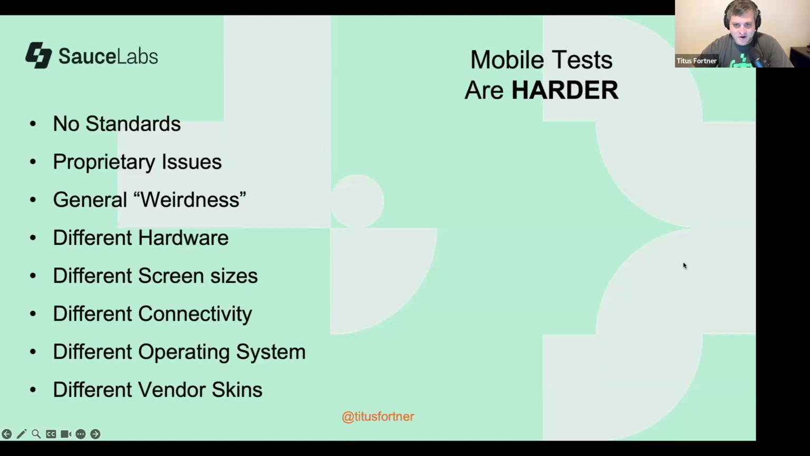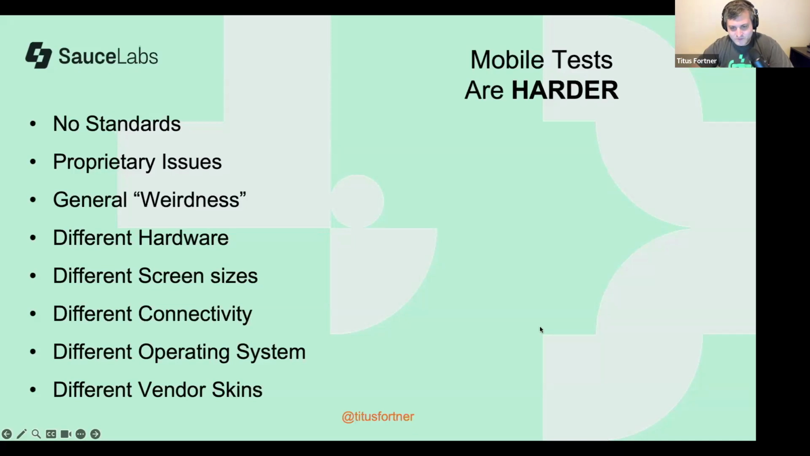Mobile tests are even harder. There's no standard. You don't have an HTML standard. Apple and Google both have very weird things they want to do. Different vendors on the Android side, between Samsung and the rest, have different things they put on top of it. You've got different ways that you're connecting with things. Different screen sizes are a bigger issue.